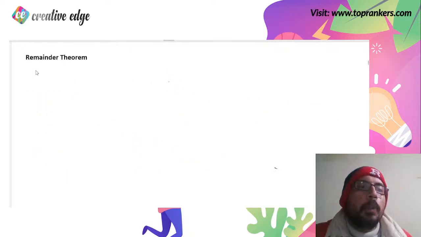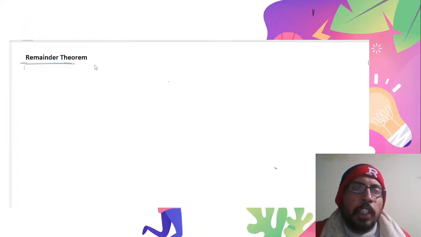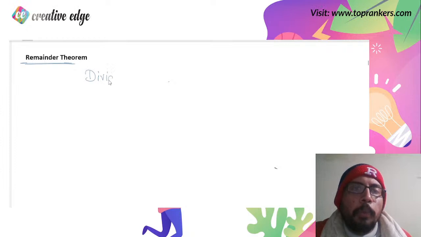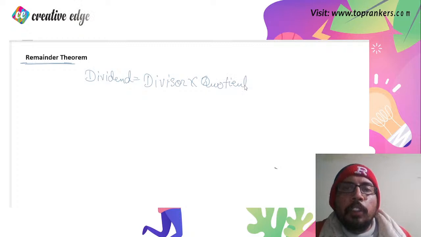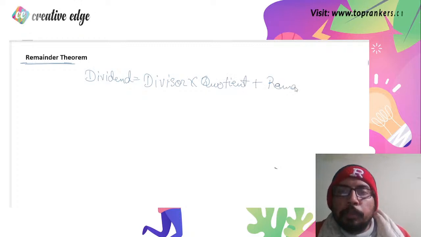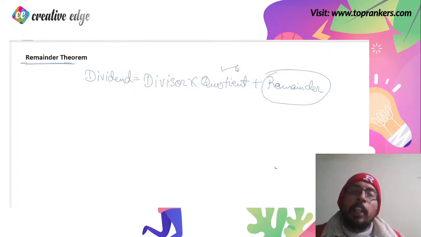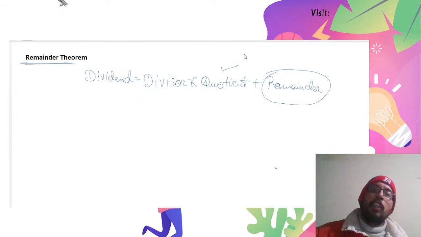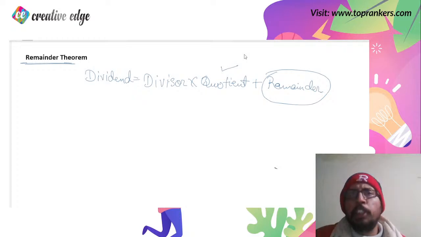Now the next topic that we are going to discuss is remainder theorem. So you all know that in remainder theorem, we know one thing that we have been studying since our junior classes, that dividend is equal to divisor into quotient plus remainder. And this time I am interested in remainder. I am not interested in quotient, because many of the students, while calculating based on this topic, focus on quotient instead of remainder.